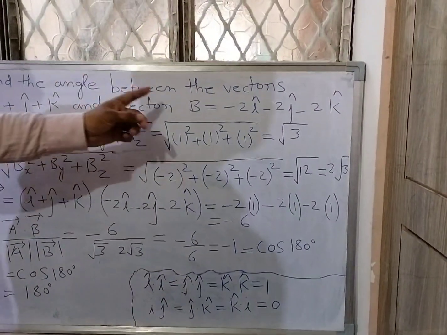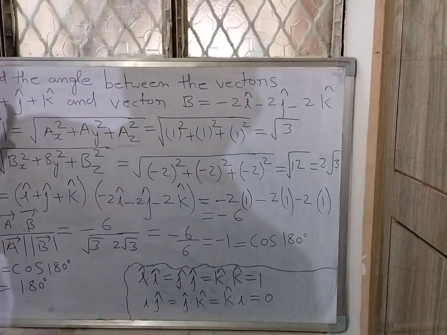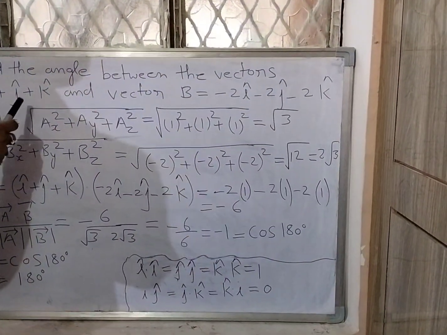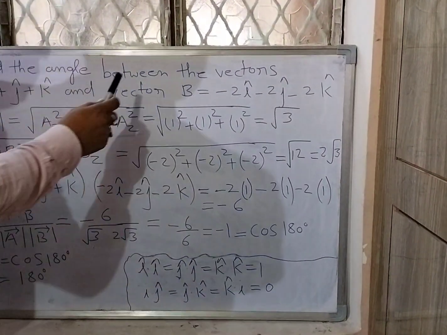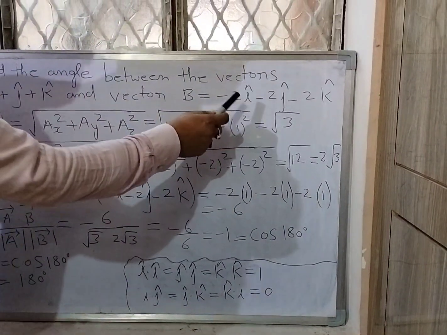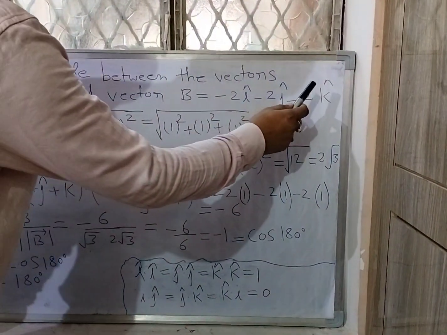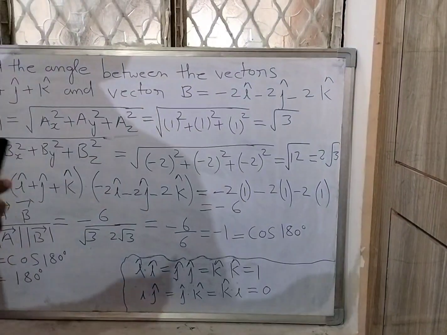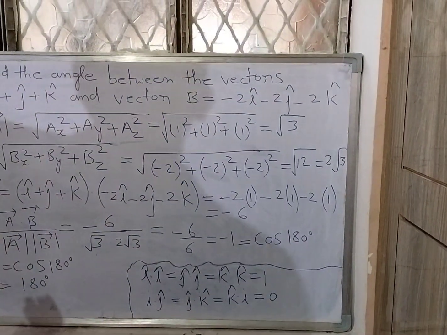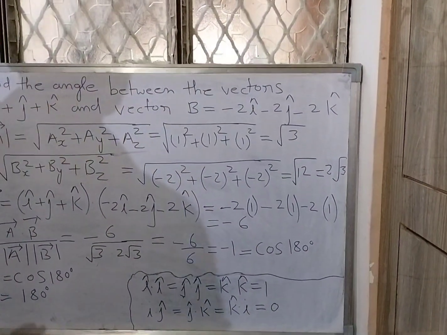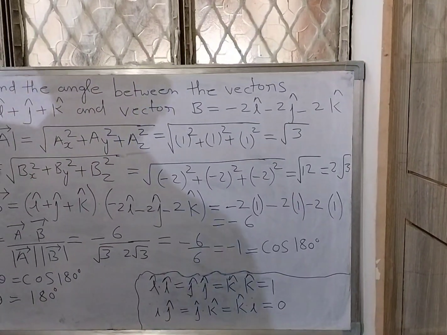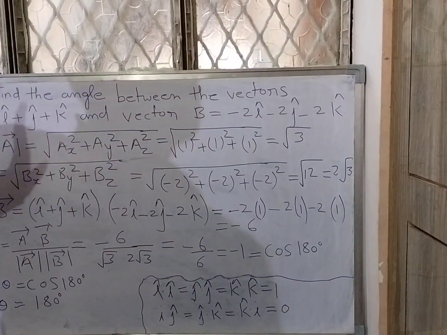Find the angle between the vectors A equal to i cap plus j cap plus k cap and vector B equal to minus 2i cap minus 2j cap minus 2k cap. So first we will understand what is the meaning of this vector value. A equal to i cap plus j cap plus k cap.